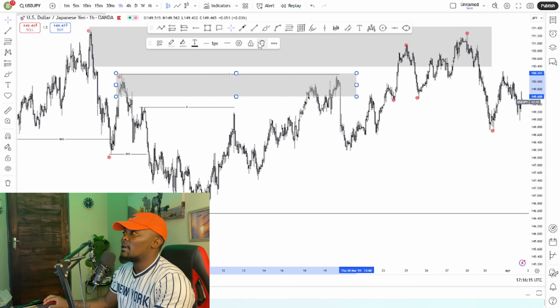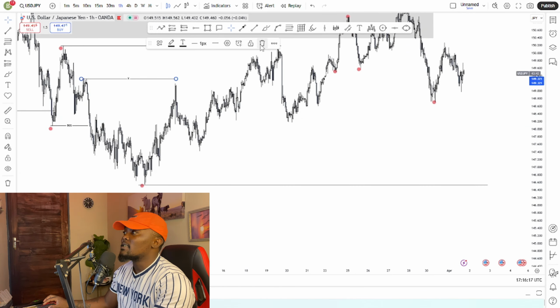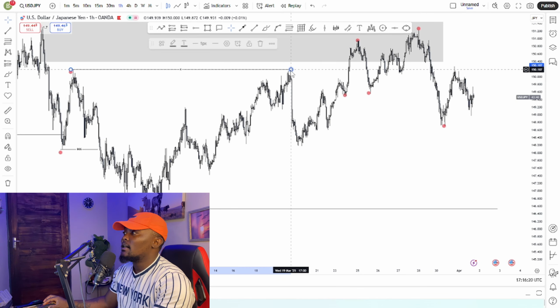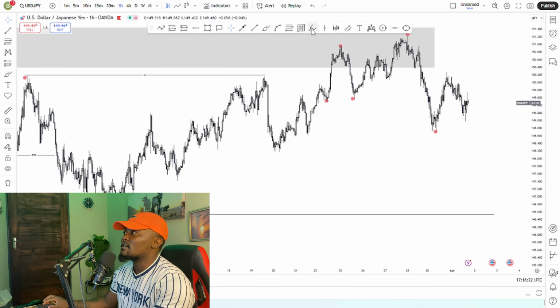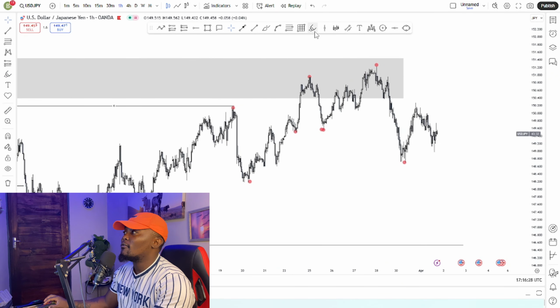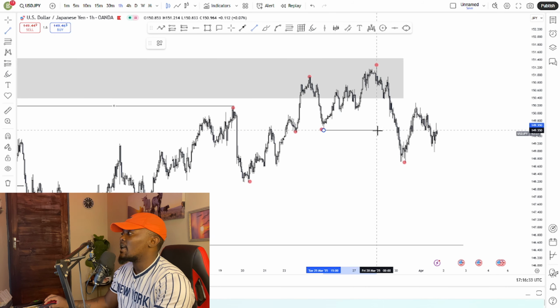I'll just remove the supply zone here and remove this liquidity, just because it was already mitigated. Then this is the structure. We had our high, low, then we had a high, low here, then we had our higher high, of which resulted into a lower low. That is a confirmation entry right there on the 1 hour.